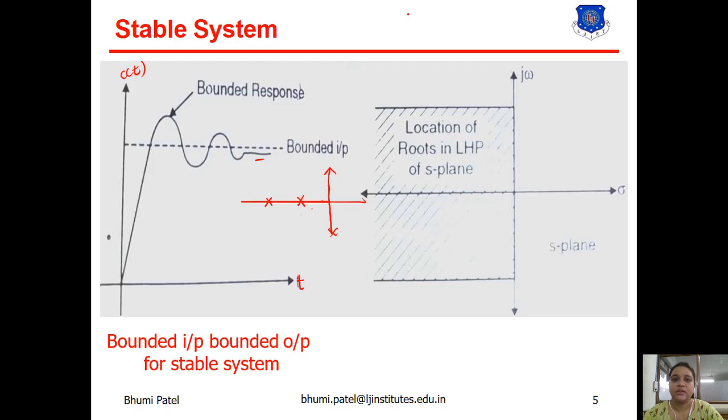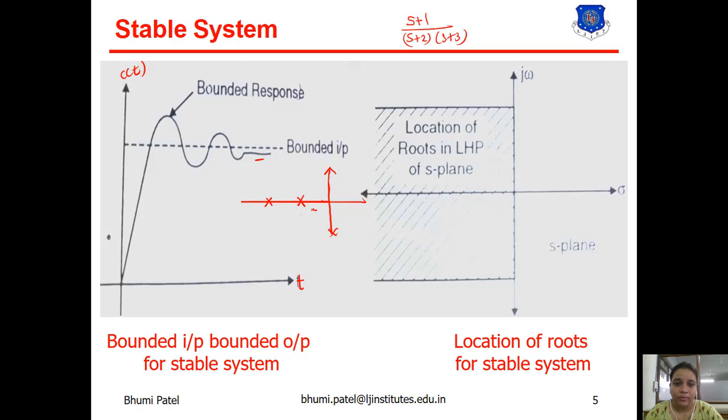Suppose the system equation is given as (s+1) upon (s+2)(s+3). If we locate the poles in the s-plane, s equal to -1 is the zero, indicated by a circle, s equal to -2 is one pole, and s equal to -3 is the second pole. So all the roots are in the left half plane, and this type of system is known as a stable system.